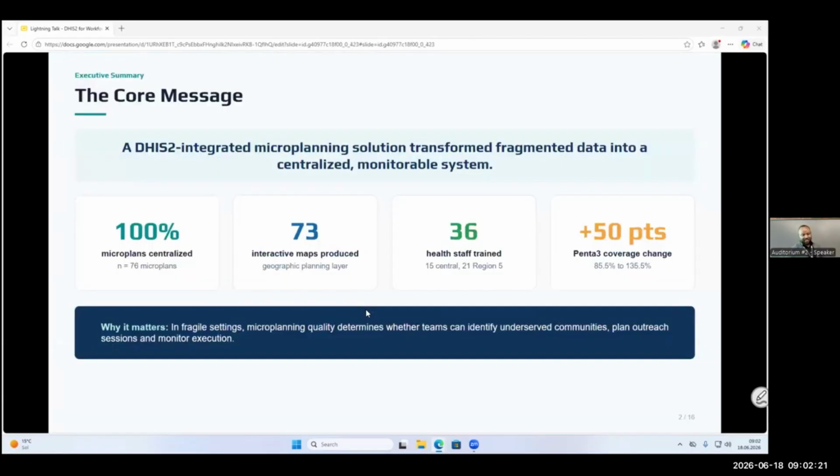So what's the core message here? Our core message today is that DHIS2 integrated microplanning transformed fragmented data into a centralized, monitorable system. How did that happen? We were able to achieve 100% microplans centralized, 73 interactive maps produced, and we trained 36 healthcare staff. We also achieved more than 50 points of penta coverage change. This matters because in fragile settings, microplanning quality determines whether teams can identify unseen, underserved communities, plan outreach sessions, and monitor execution.